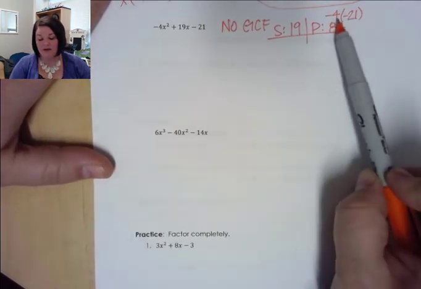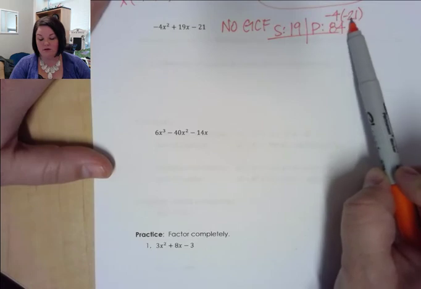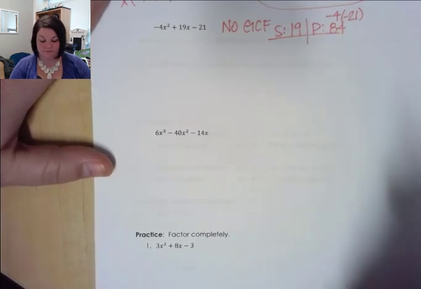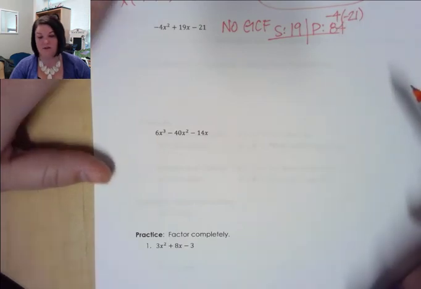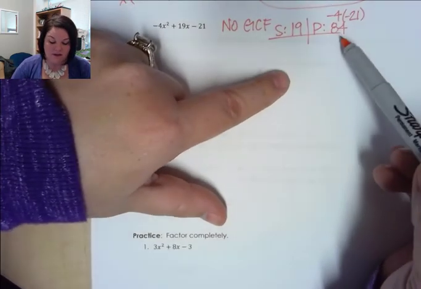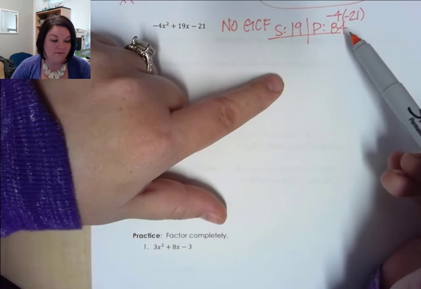So I need something that I can multiply to get 84 that I can combine to get 19, okay? And we have one pairing here. We have 4 times 21. Well, those two combine not to give me 19, right? If I do 21 minus 4, it's smaller than 19. So I want to think of other things I can use to get 84.